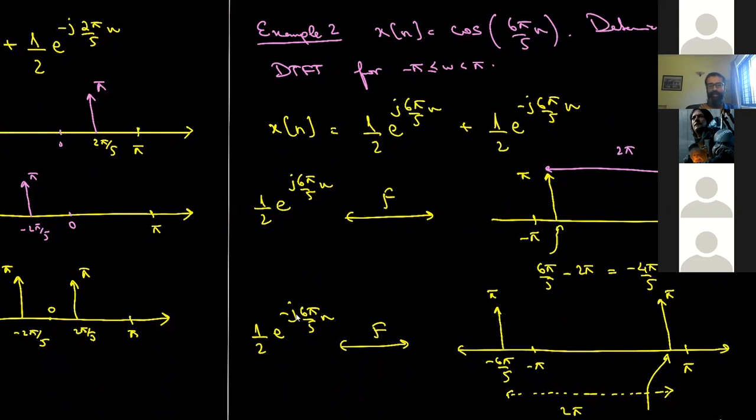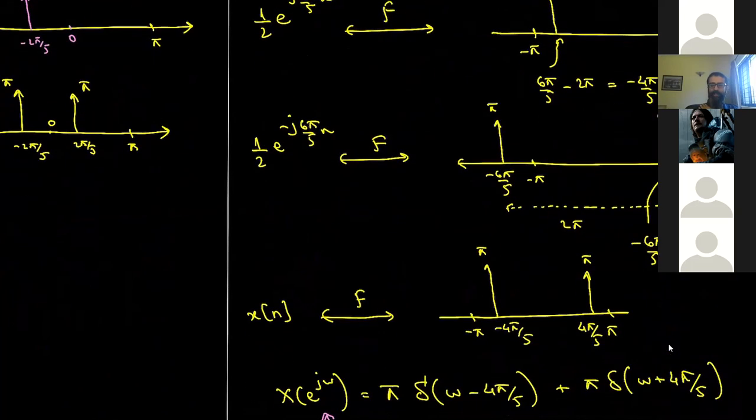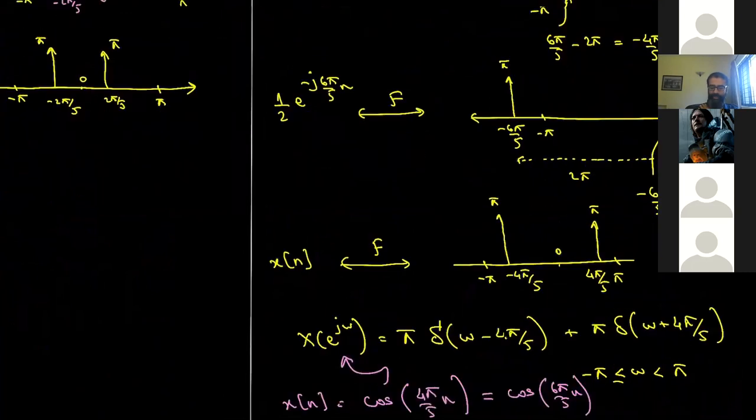Similarly, e raised by minus j 6 pi by 5n has an impulse at omega equal to minus 6 pi by 5, and then there's another periodic copy of it which has a frequency of this plus 2 pi, which is at 4 pi by 5. Okay, so in conclusion, from minus pi to plus pi, I have two impulses, one at minus 4 pi by 5 and another one at plus 4 pi by 5. And so this is the Fourier transform.